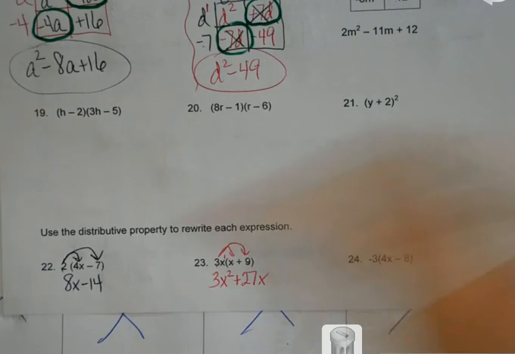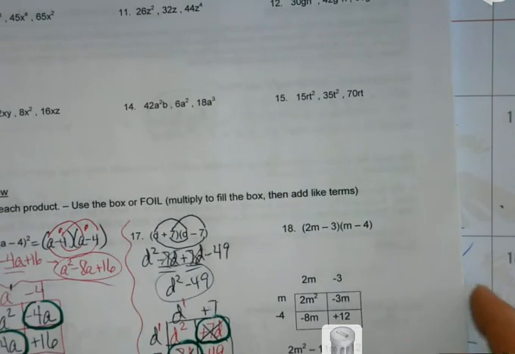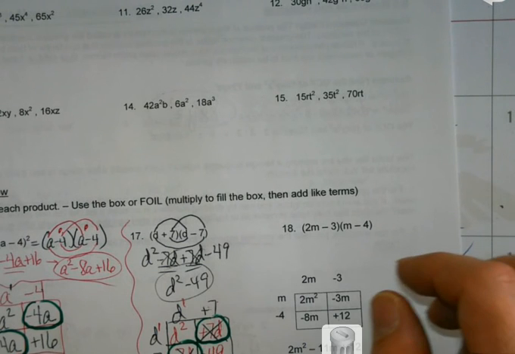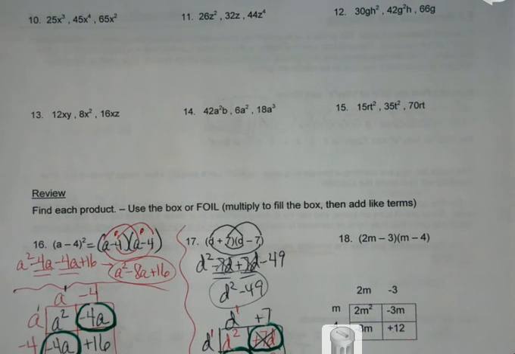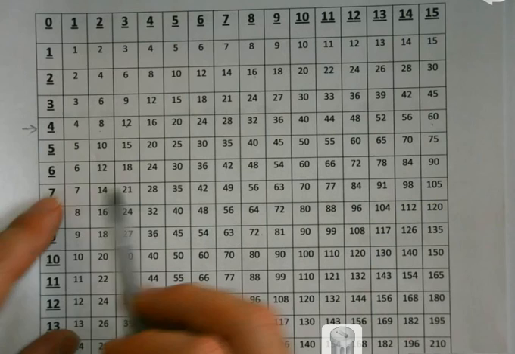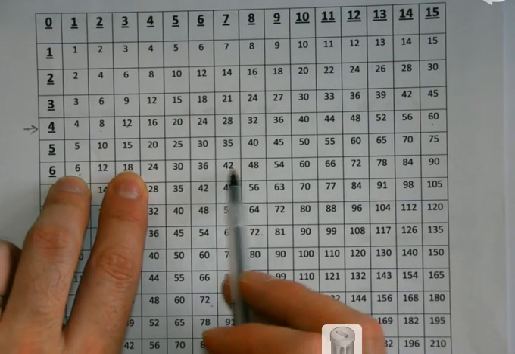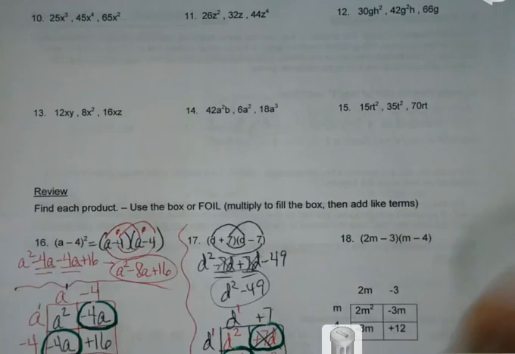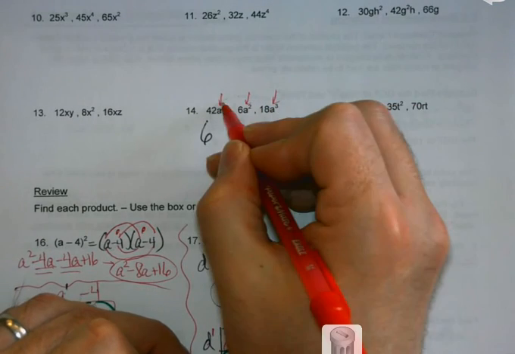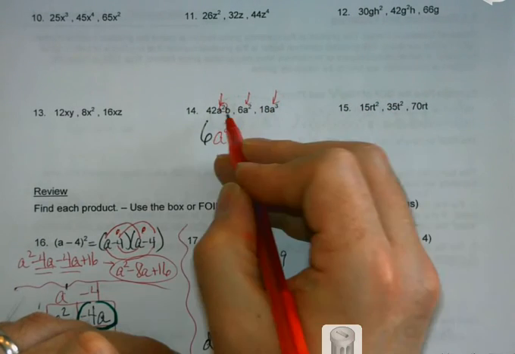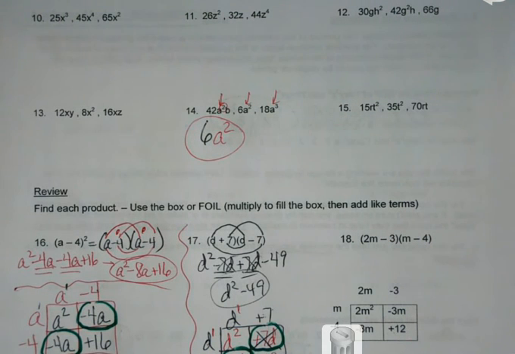I want to do one more of these up top. How's about 14 up top here? Let's make sure, now that we did the review, that we get back on track here. So 6, 18, and 42. The biggest number that goes into all three. 6. There's 6. There's 18. There's 42. I got them all. So 6. Do we have a's in all of them? We do. We take the smallest one we see, but they all don't have b's, so that's as far as I can go. Okay?